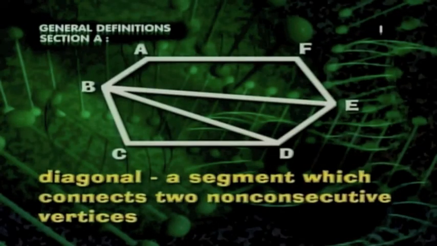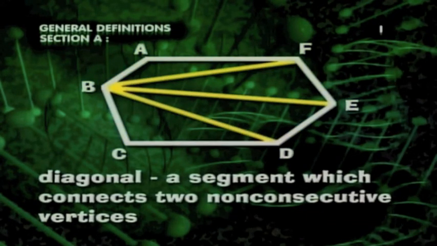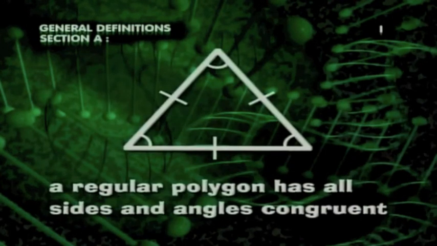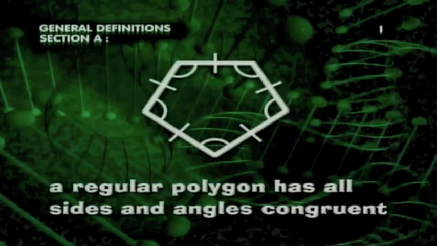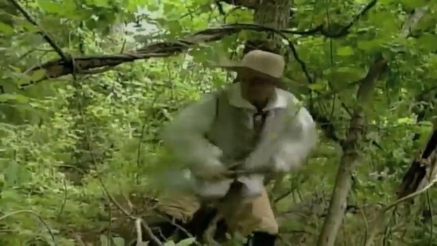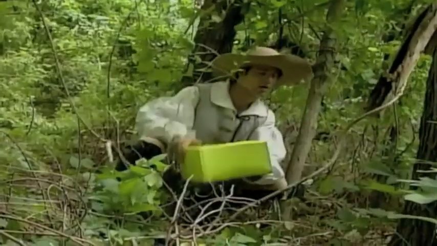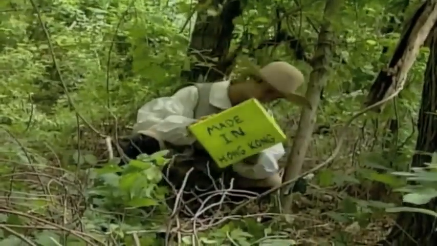A diagonal is a segment which connects two non-consecutive vertices. In this diagram, BE and BD are diagonals. We couldn't draw a diagonal from B to A because segment BA is already part of the polygon. That's why diagonals must be from non-consecutive vertices. B and A are consecutive vertices. A regular polygon has all sides and angles congruent. We seldom find regular polygons in nature. Most regular polygons are man-made, like this perfectly square man-made dealie found here.